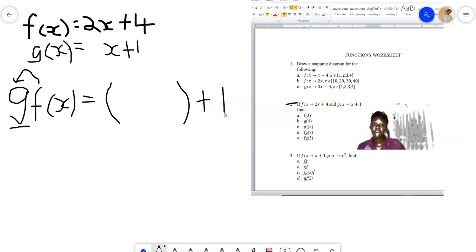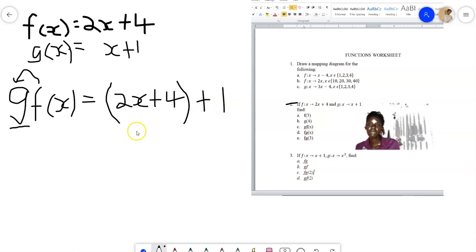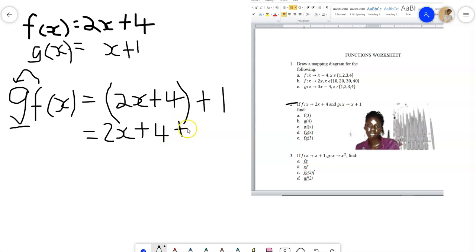So g is x plus 1. The bracket, which would have been our x, we're going to put the other function, the function on the right, which is f. And f of x is 2x plus 4. So we're going to put that in the bracket. And this is pretty simple because there's a plus sign after the bracket, which means that you just remove the bracket. So it's going to be 2x plus 4 plus 1. And then we simplify that. So it's going to be 2x plus 5. And that is finished.